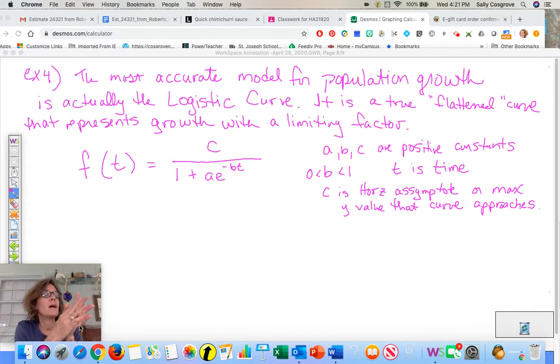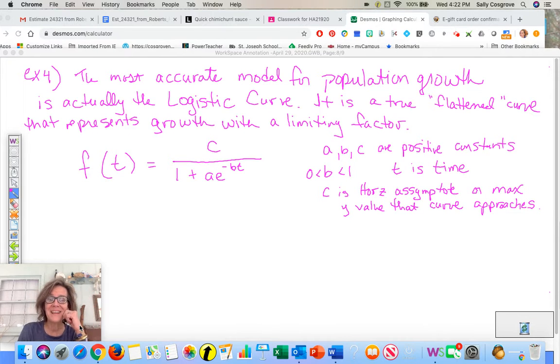I have fish in my pond. I have 10 fish. I have 100 fish. Can I have 1,000,000 fish? Can I have 10 trillion fish in a pond that's a half acre? No, I can't. So at some point, you're going to have limiting factors. You're going to have space. You're going to have resources like food and oxygen. You're going to have things like predators. So at some point, populations stop growing.